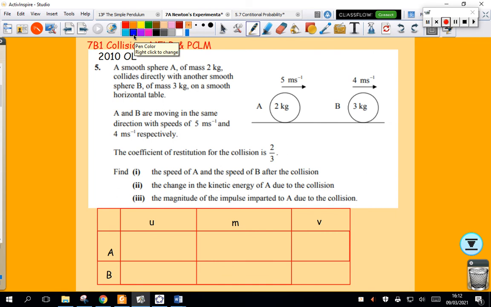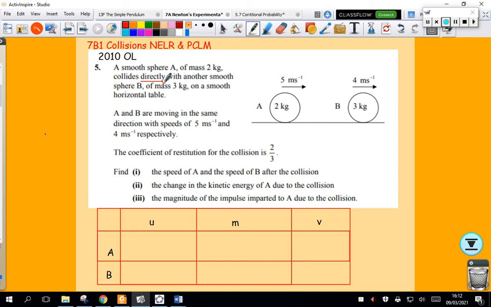This is taken from the 2010 Ordinary Level Leaving Cert exam, and it says a smooth sphere A of mass 2 kilos, that's this one, collides directly with another smooth sphere B of mass 3 kilograms on a smooth horizontal table. Okay, collides directly, we're talking about identical particles moving along the same line. A and B are moving in the same direction with speeds of 5 and 4. The coefficient of restitution for the collision is 2/3.